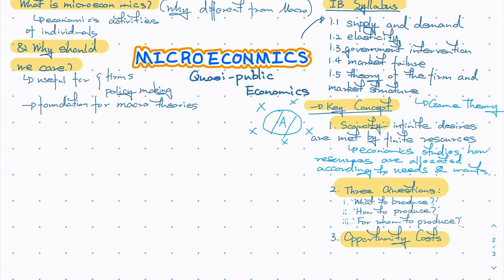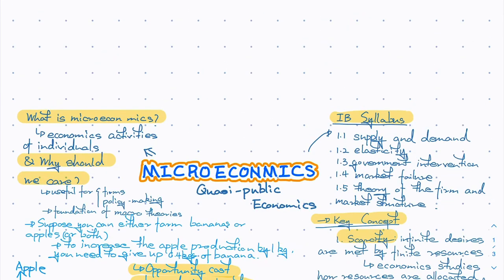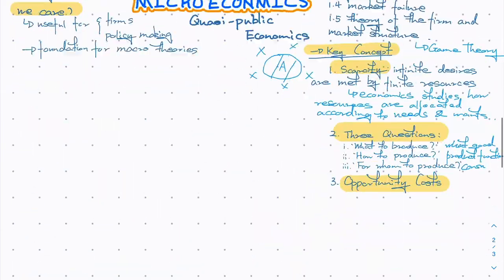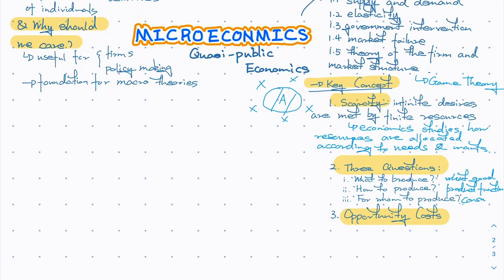There are three main questions that we're trying to answer by studying not only microeconomics, but economics as a whole. What to produce: what goods or services we want to produce. How to produce: the production function, or how the production will be carried out. And for whom to produce: who are the consumers, and how everything will be allocated.